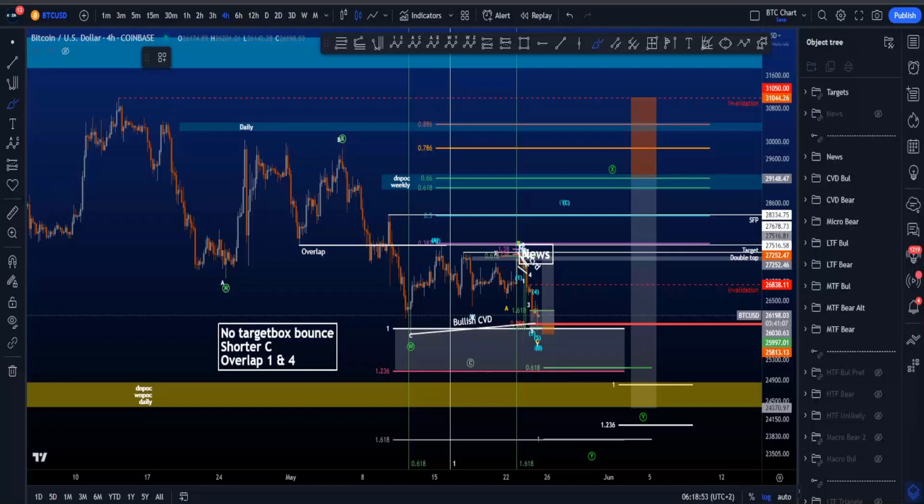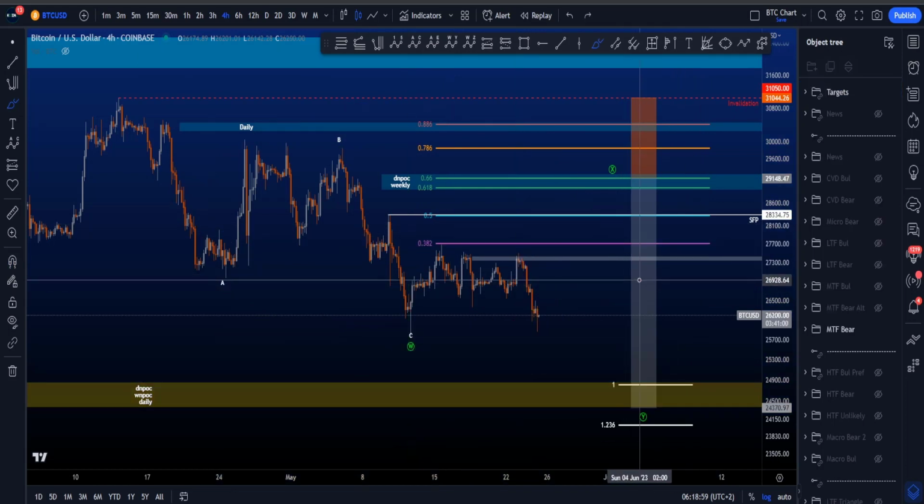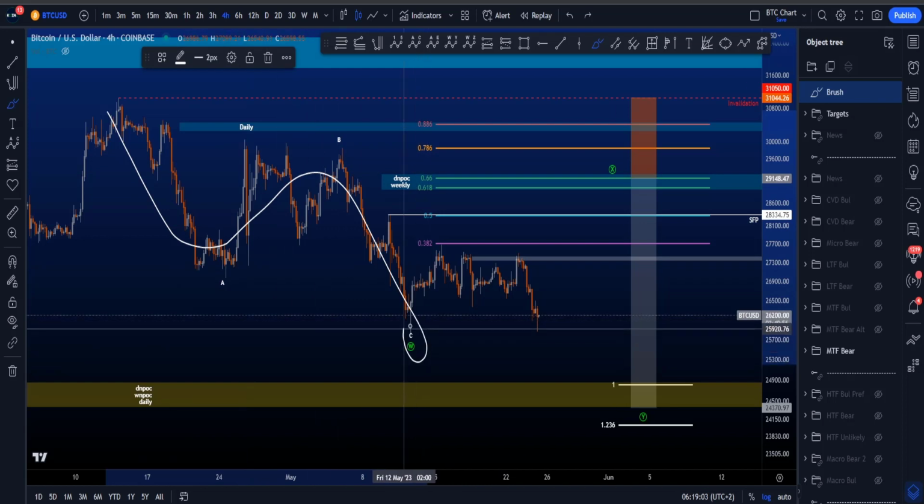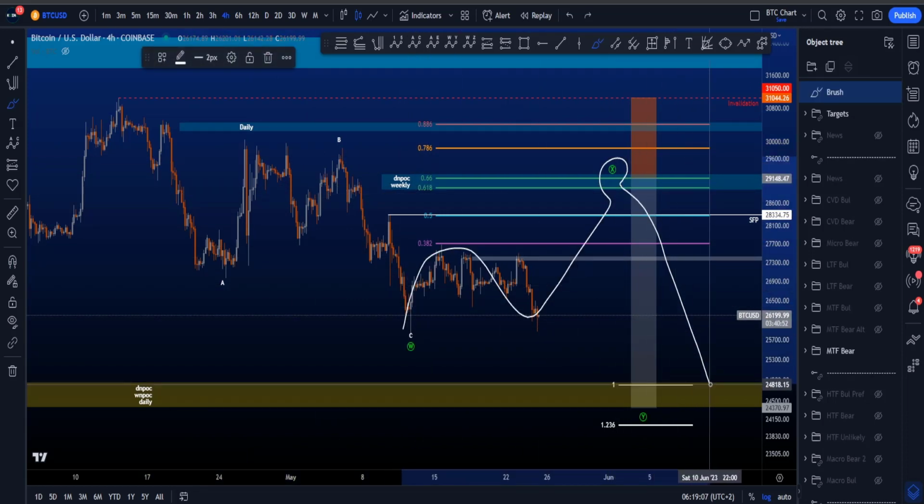Hi everyone, let's have a look at my medium time frame, low time frame and micro bullish and bearish Elliott Wave scenarios on Bitcoin, starting with the medium time frame preferred bearish scenario where we're looking for a 3-wave structure in a wave W followed by a 3-wave structure in a wave X and then eventually more downside in a wave Y.